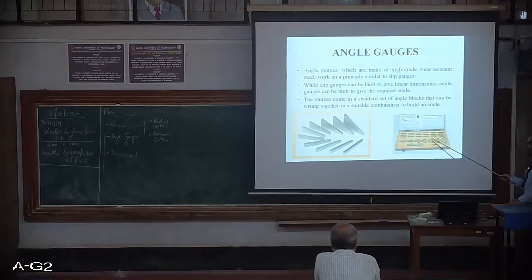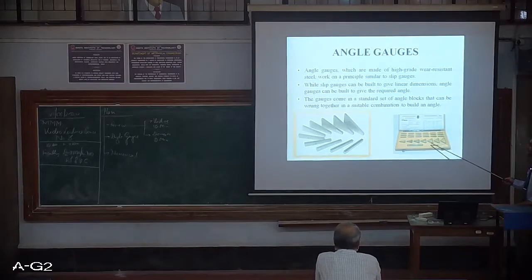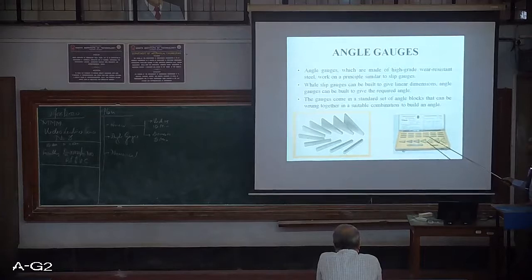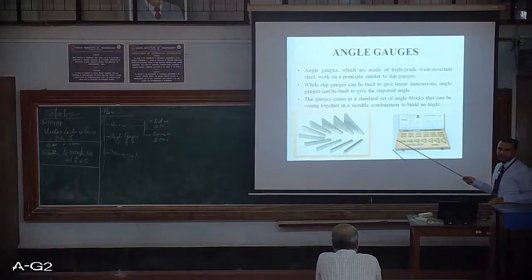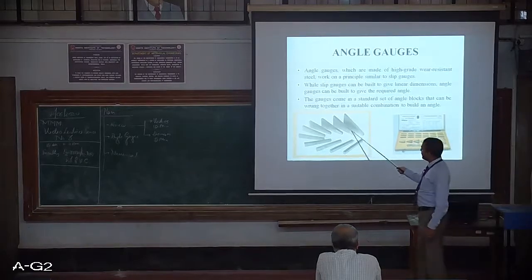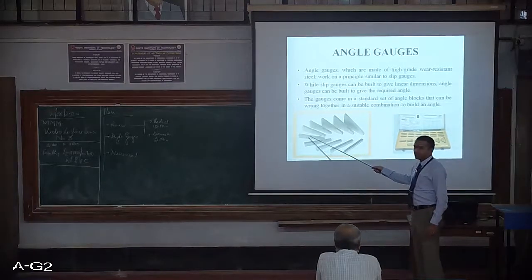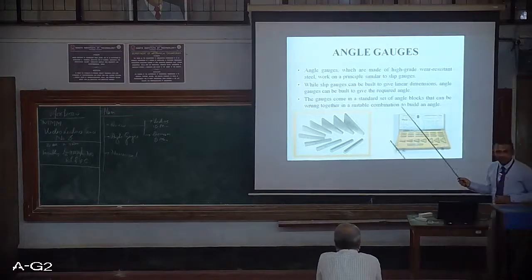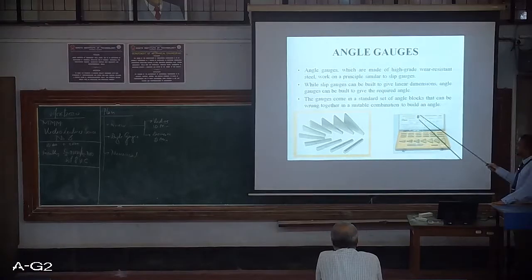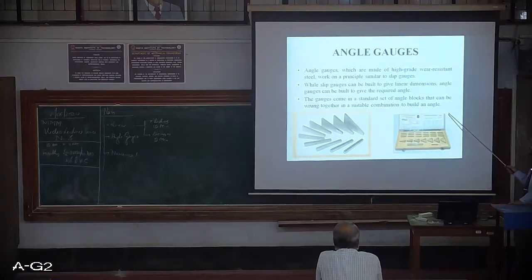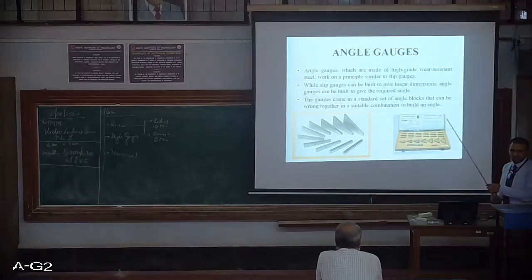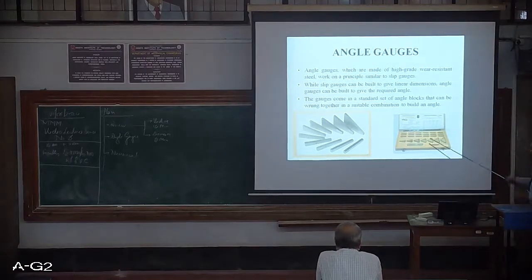So angle gauges are basically made of high grade wear resistant steel. It works on similar principle of slip gauges. While slip gauges can be built to give linear dimension, angle gauges can be built to give the required angle. You can see over here we have one reference surface, a flat surface, and the other surface is at a particular angle. The gauge comes in a standard set of angle blocks that can be brought together in a suitable combination to build an angle.